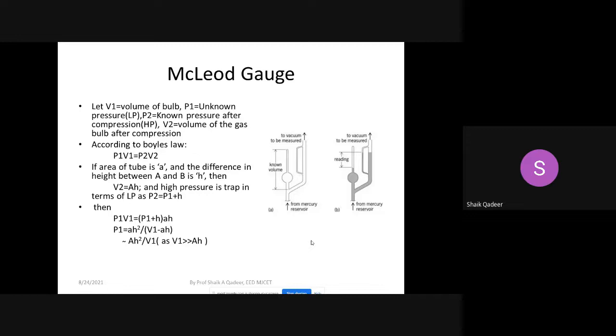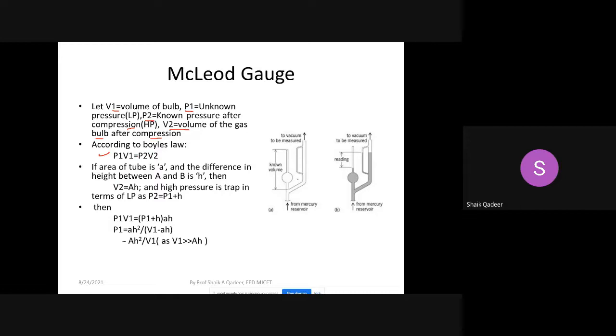We need to see this also. This is important. You may get a problem based upon this. Let V1 be the initial volume of the bulb and P1 the unknown pressure, P2 the pressure after compression, and V2 the volume of the gas bulb after compression. According to Boyle's law, we can write P1 V1 equals P2 V2.